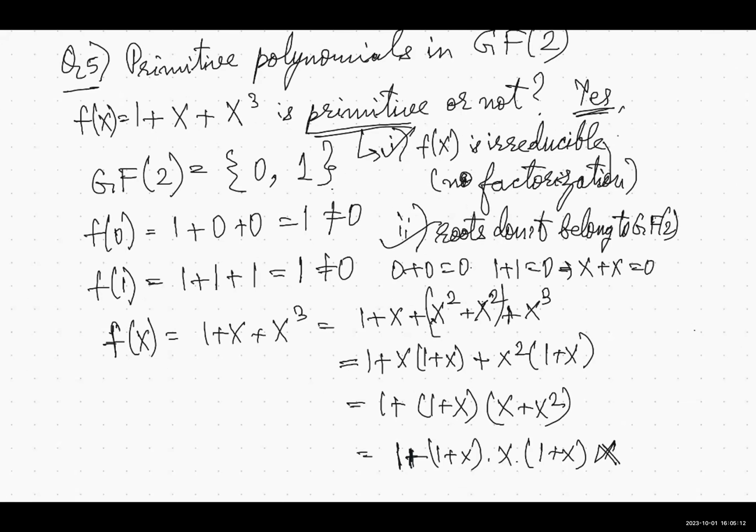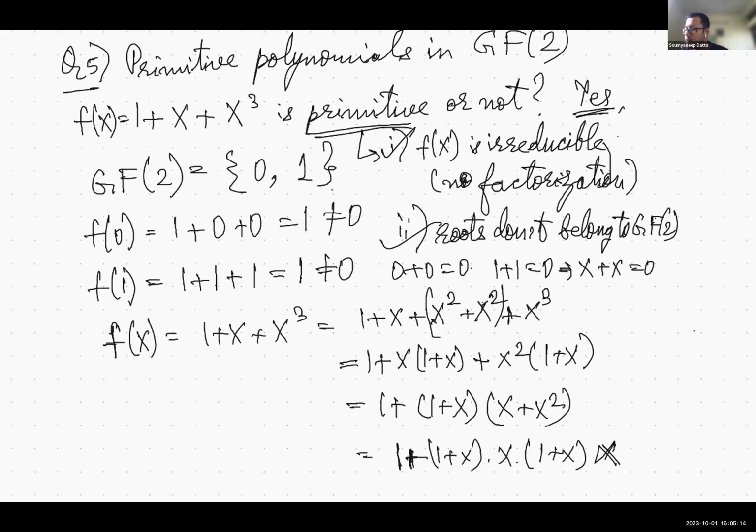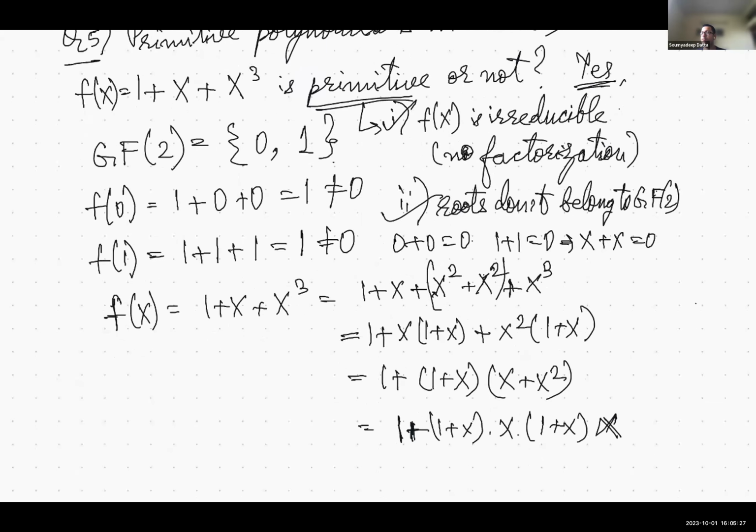So I mentioned there are two conditions, and both have to be satisfied. It is not factorizable, and also the roots shouldn't belong to 0, 1. Neither 0 nor 1 should be a root. If you can show both of these, then it is primitive.